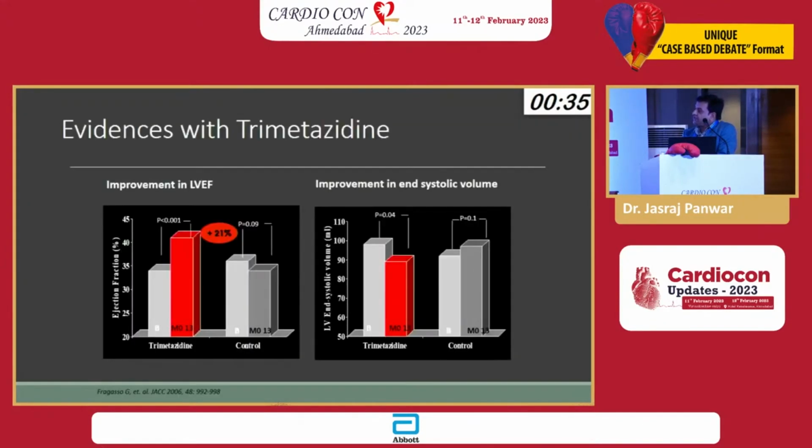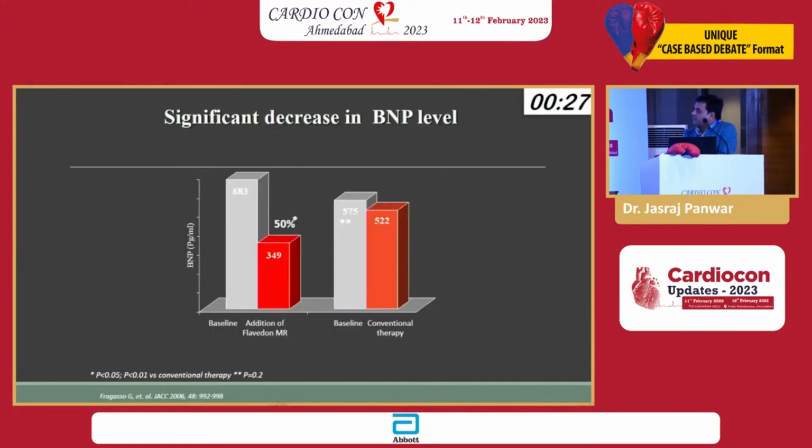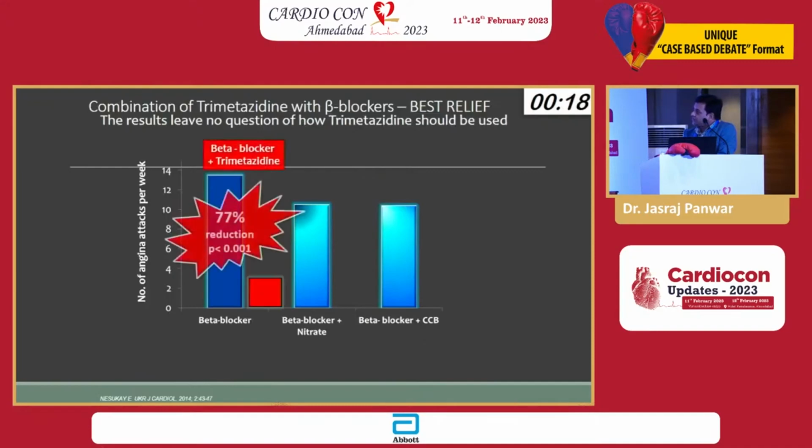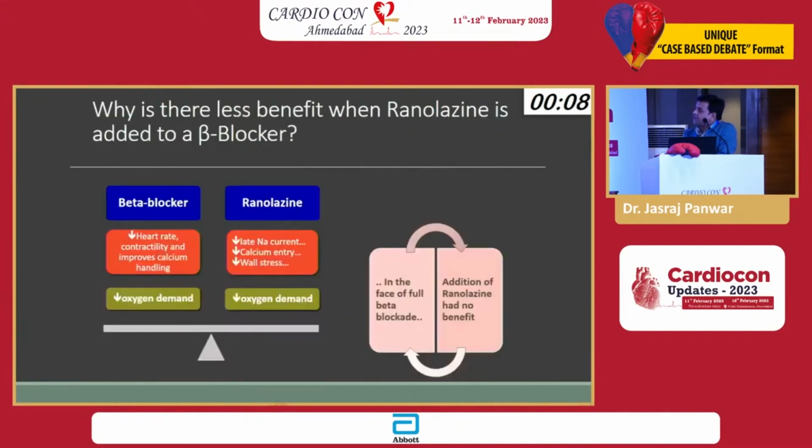This has also been studied in some trials, which found improvement in LV ejection fraction, improvement in systolic volume, a decrease in the BNP level, and an increase in the PCr/ATP ratio, which is a marker of mortality in heart failure. When we add nitrates or CCB to beta blockers, adding trimetazidine results in the maximum reduction in angina symptoms, 77% reduction, and when there is optimal use of beta blockade, in the presence of full-dose beta blockade, addition of ranolazine has no additional benefit.